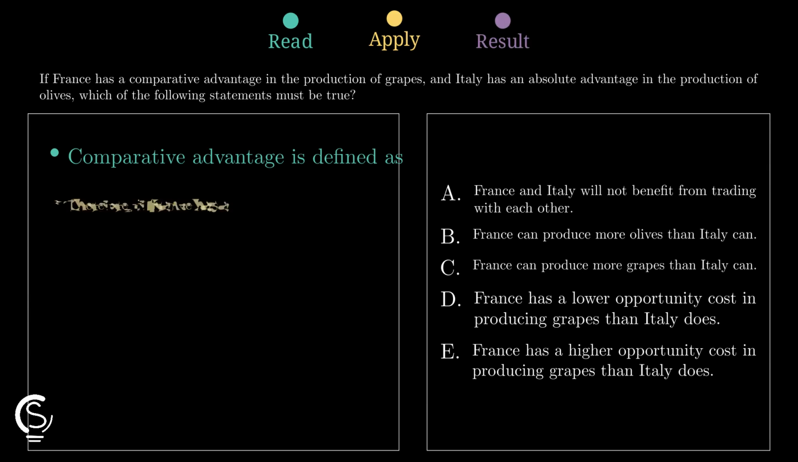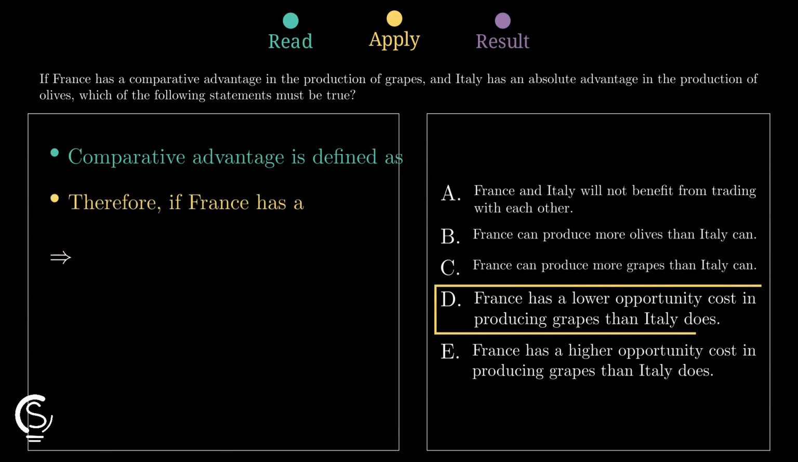Absolute advantage only measures total productivity, so it does not tell us about the cost ratios. That makes option D our final winner.